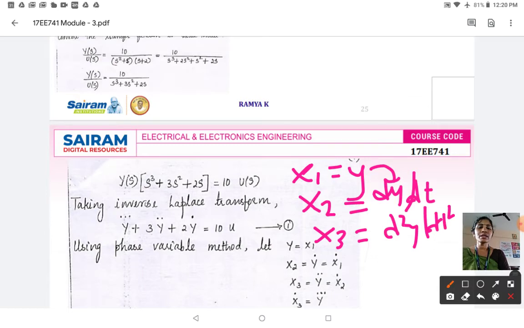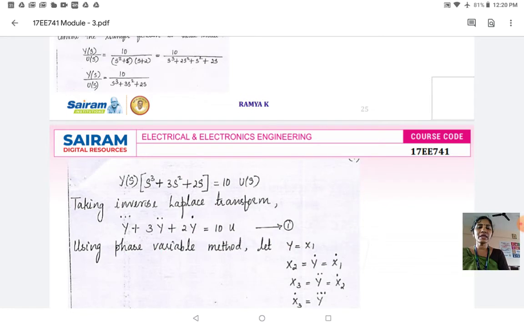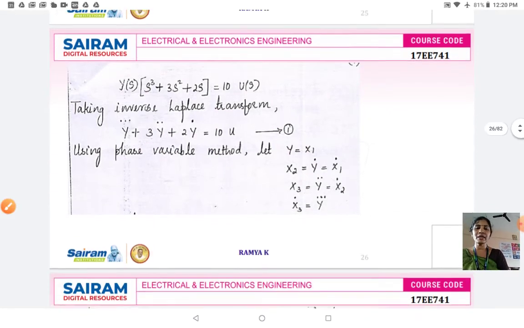Once the state variables are written, they always have to be represented using first order differential equations. So you need to identify x1 dot, x2 dot and x3 dot. x1 dot is dy by dt, and dy by dt is nothing but x2. So x1 dot is equal to x2. x2 dot is d square y divided by dt square, which is nothing but x3. x3 dot is equal to d cube y divided by dt cube.